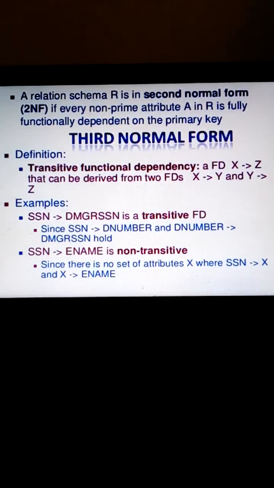Here in the next example, SSN can easily find employee name is a non-transitive dependency. Why? Because there is no set of attributes X where SSN tends to X and X tends to E name. So there is no such functional dependency available. So SSN tends to E name is a non-transitive functional dependency. So third normal form always allows transitive functional dependency.